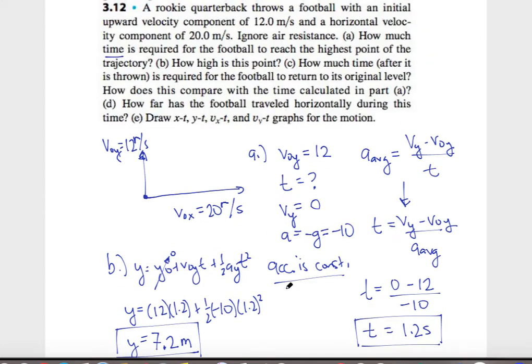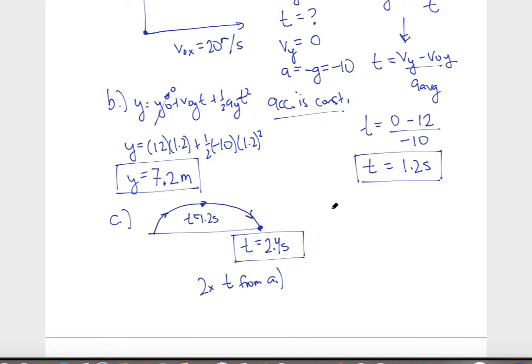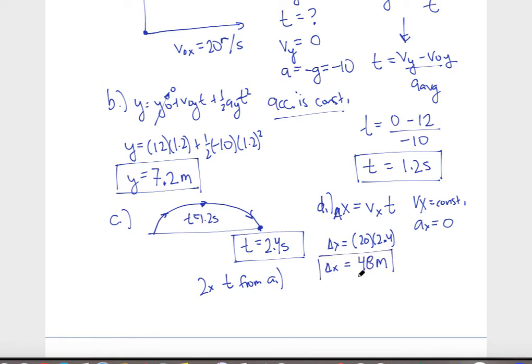Then we have for D, how far has the football traveled horizontally in this time? Thankfully, again, this is a very easy question. So all we have is the change in x position is going to be equal to our x velocity times t, because velocity in the x direction is constant, right? There's no acceleration in the x direction. So my x displacement will simply be 20 times the 2.4 seconds that were in the air. So the distance that the ball travels is quite simply 48 meters in the horizontal direction.